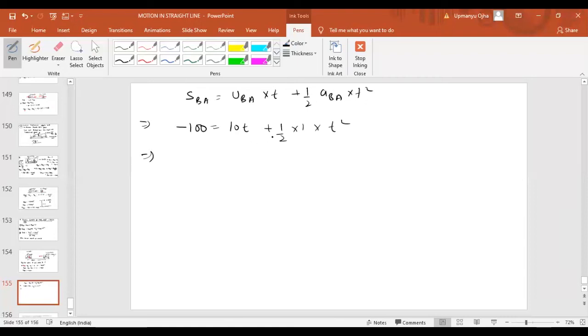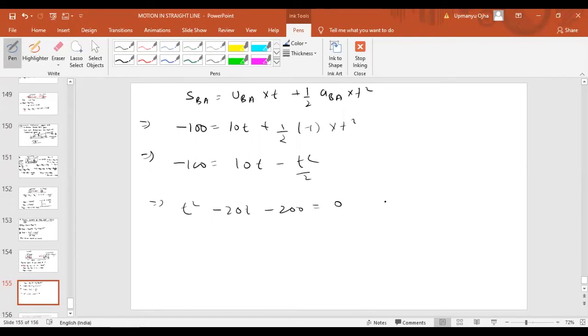It should be minus, not plus. It will come as minus here. It should be plus half into minus 1 into t square. So this will come as minus 100 equal to 10t minus t square by 2. Take the LCM here. So we get t square minus 20t minus 200 equal to 0.